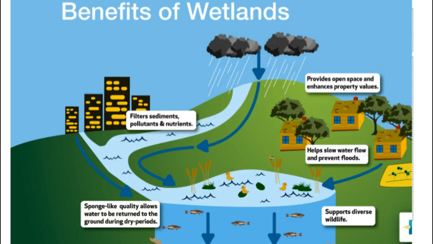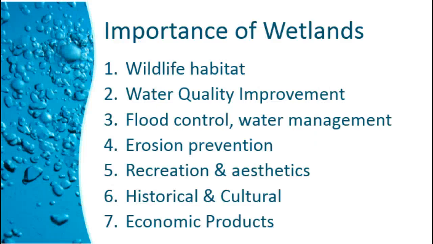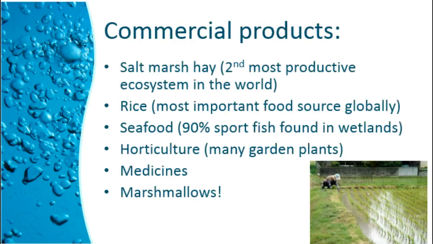So benefits of wetlands, of course, they filter out that sediment and pollutants, they slow down the stream, they help retain water if you have a dry period like a drought, they provide lots of open space for organisms, and they prevent flooding. So all of these things are very important ecosystem services that are provided by wetlands. And if we remove wetlands, we notice that we have to spend a lot of money to do all of these things for ourselves.